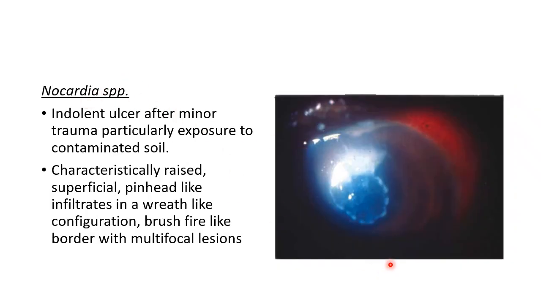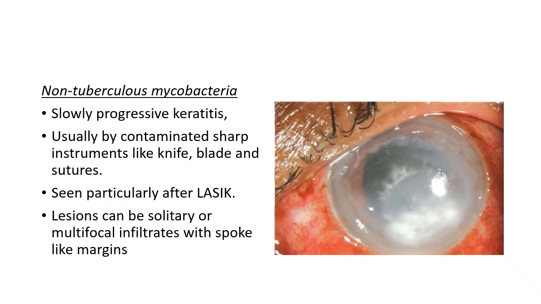Nocardia species. Now, Nocardia causes an indolent ulcer or a slowly progressing ulcer after minor trauma, particularly exposure to contaminated soil. It consists of raised pinhead-like infiltrates in a wreath-like configuration and brush fire-like border. So basically, remember, a wreath-like configuration is usually seen in Nocardia, and it is an indolent ulcer. It is not rapidly progressive, unlike the ulcers that we just discussed.